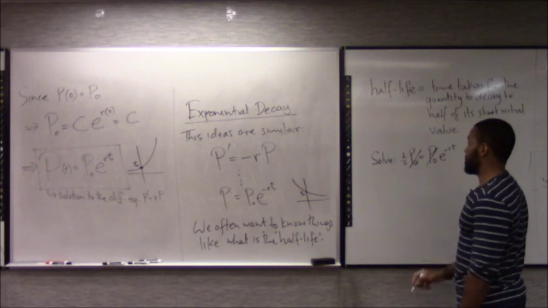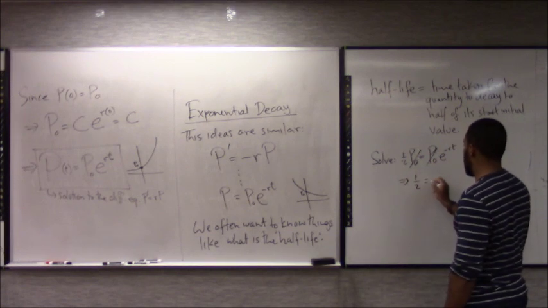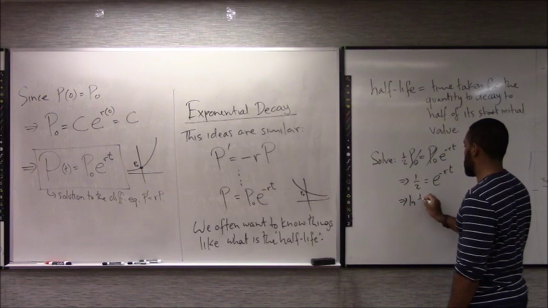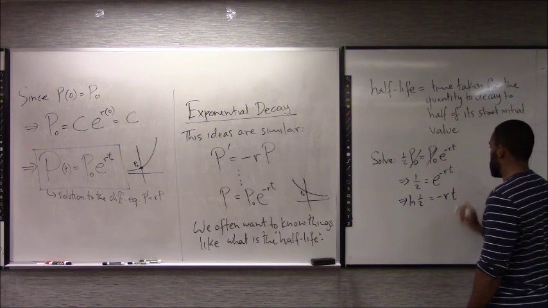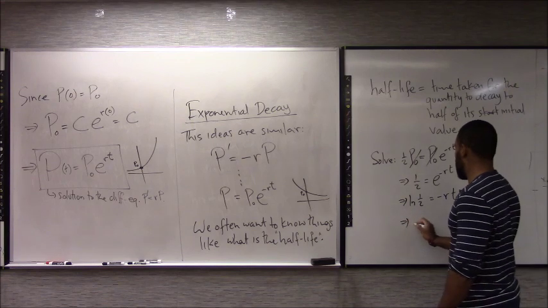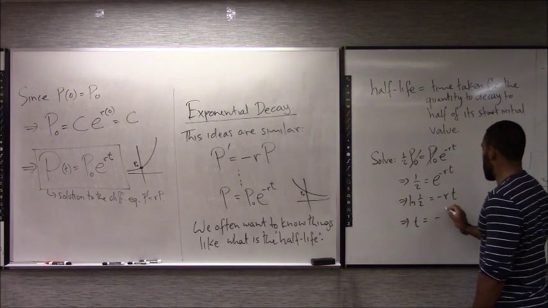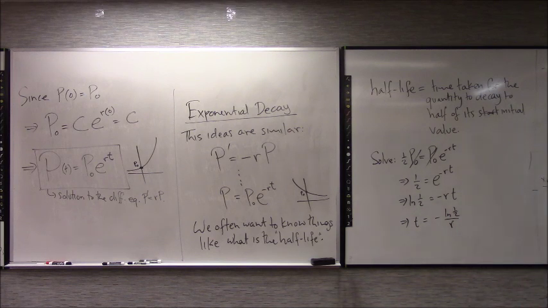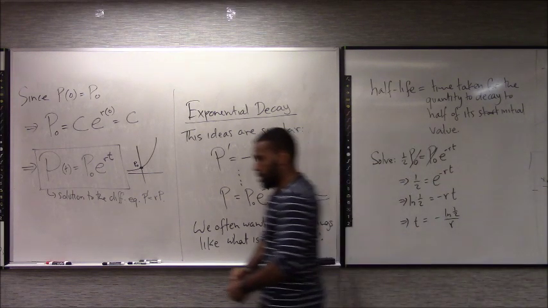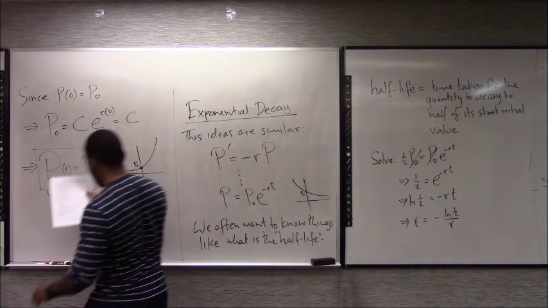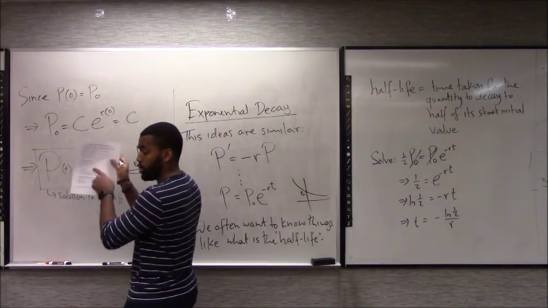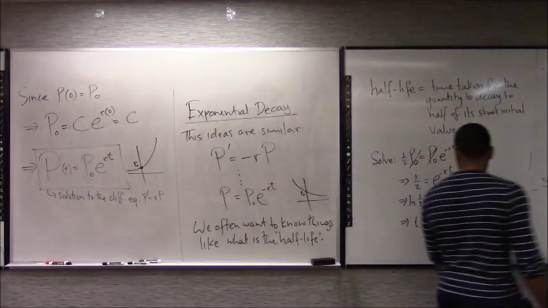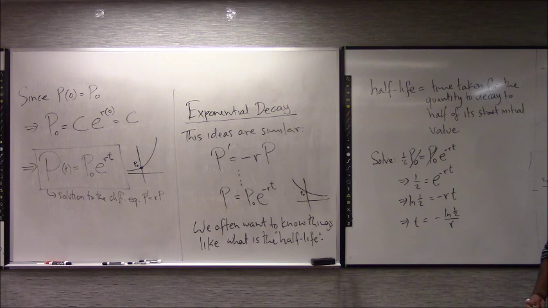Again, I can divide both sides by P naught. I would get 1 half equals e to the minus rt. I can ln both sides. It's going to be minus rt. And so I can get t is equal to minus ln of 1 half over r, which, if you look at the formula sheet here, says the half-life is ln 2 over r, which means this is equal to ln 2 over r. How can we show that it's equal to ln 2 over r?